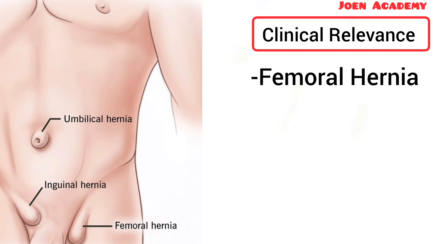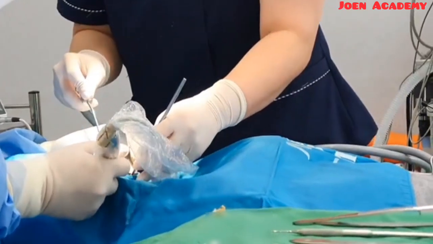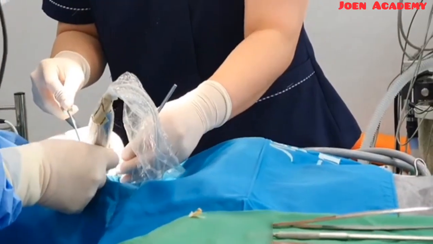The last clinical importance of the femoral triangle is femoral hernia. A hernia is simply defined as a condition in which part of an organ is displaced and protrudes through the walls of the cavity containing it. In the case of a femoral hernia, part of the bowel pushes into the femoral canal underneath the inguinal ligament. This manifests clinically as a lump or bulge in the area of the femoral triangle. It usually requires surgical intervention to be treated.